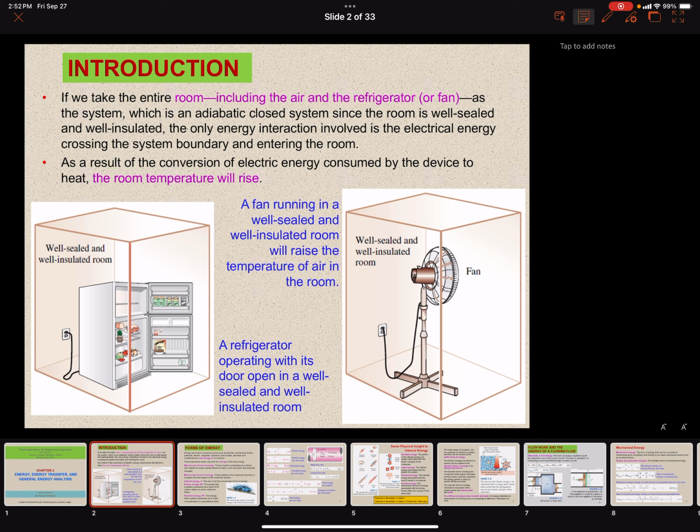The first slide shows a refrigerator with its door open, placed in a well-sealed and insulated room. What do you think will happen to the room temperature?